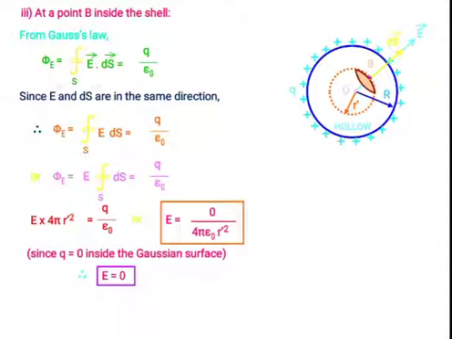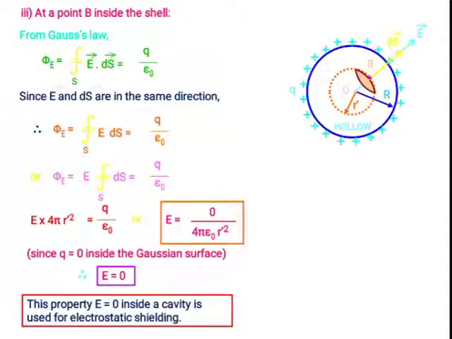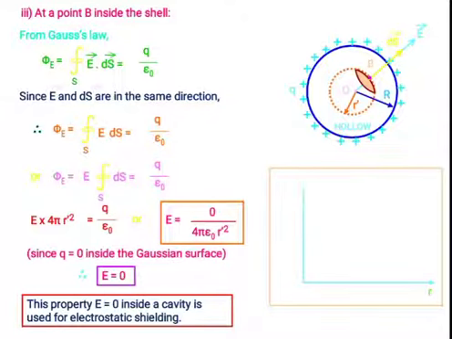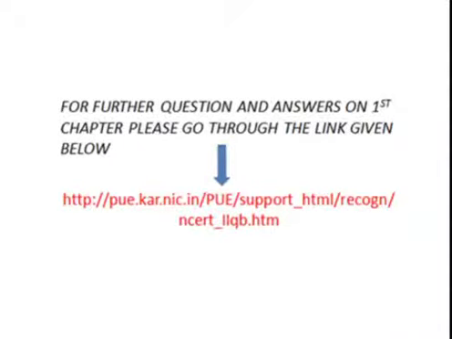So this is the third assumption from the last Gaussian application. This property, E equal to 0 inside a cavity, is used for electrostatic shielding. Now this is a graph. If we increase the electric field, we observe R decreases; if we increase R, the electric field decreases, and vice versa. So this is about how the electric field and R are related to each other.